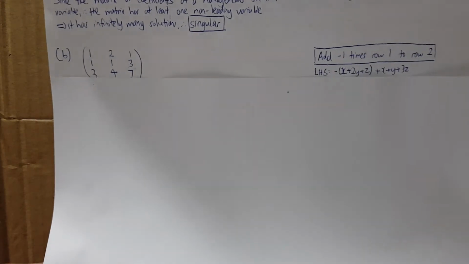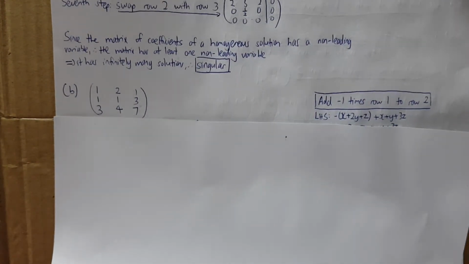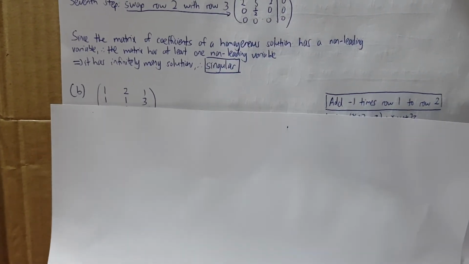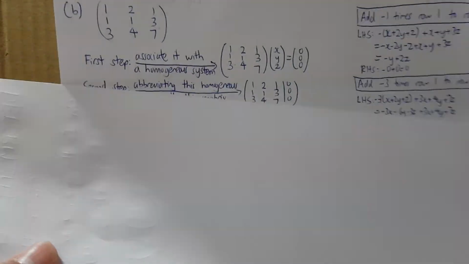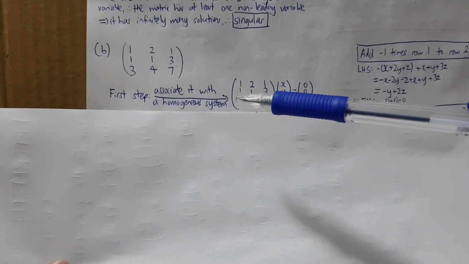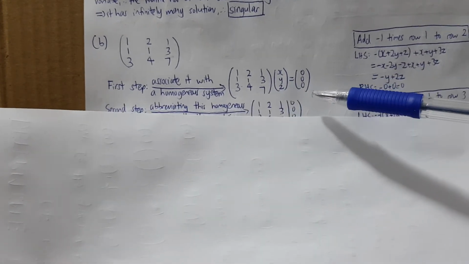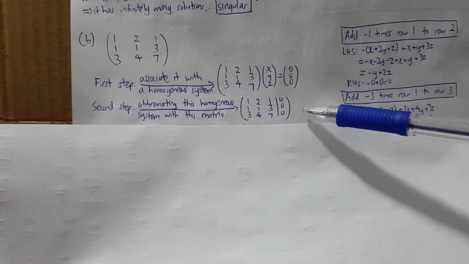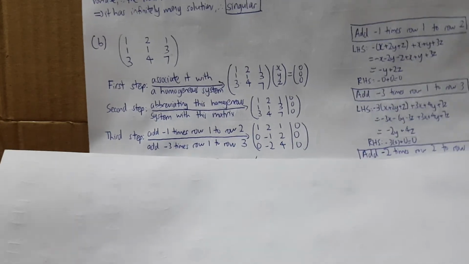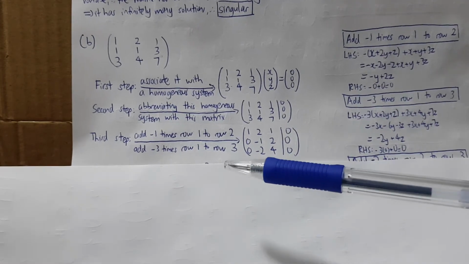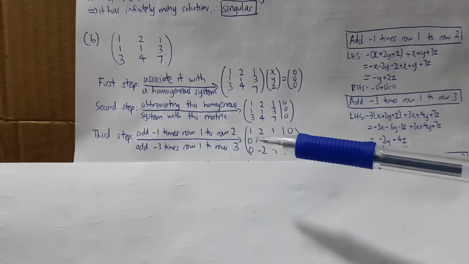Now let's go through the last example, which is this. So now we associate it with a homogeneous system, this, and the next step, we abbreviate this homogeneous system with a matrix, as you can see over here. And after this, you want to eliminate the x variables on the second and third row. We add minus 1 times row 1 to row 2 and minus 3 times row 1 to row 3 to obtain this matrix.